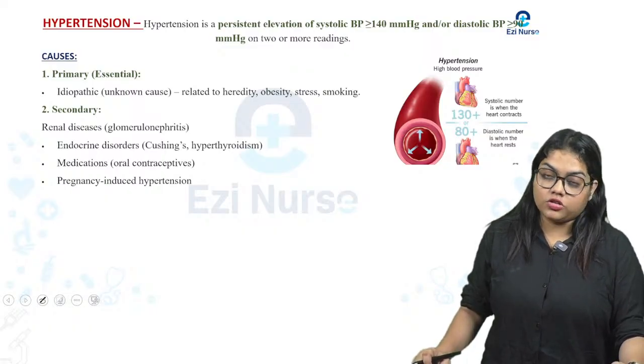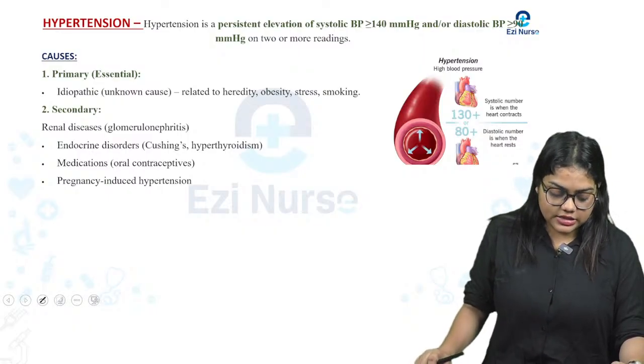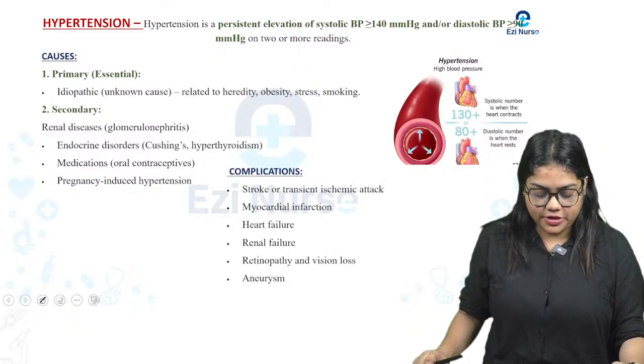Medications such as oral contraceptive pills also can increase the blood pressure. Then pregnancy induced hypertension.